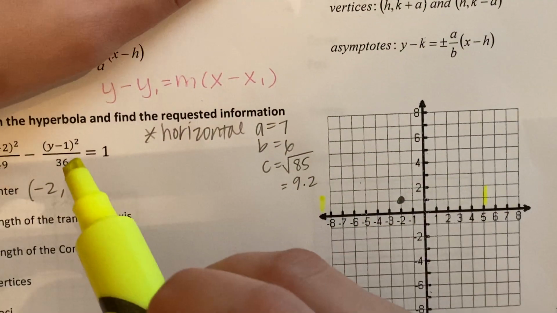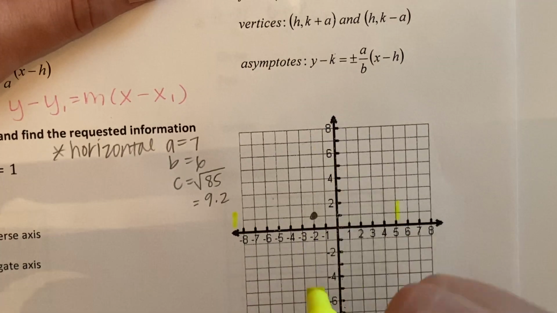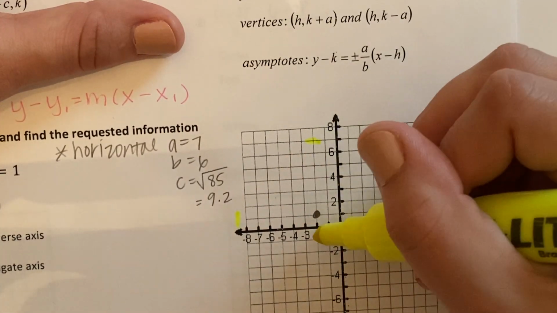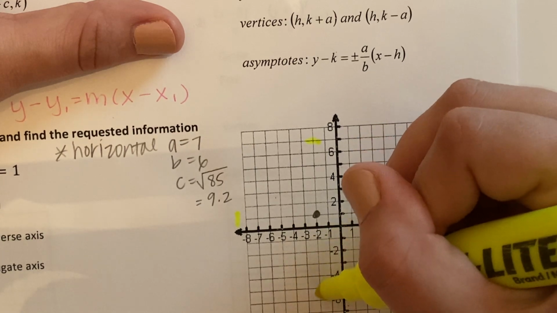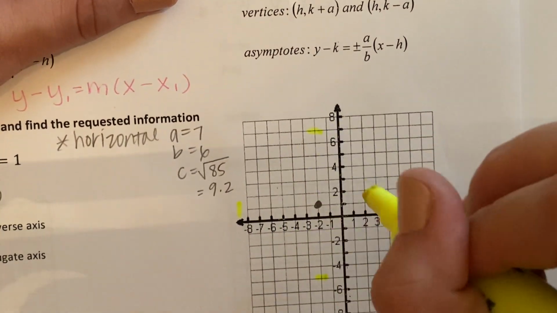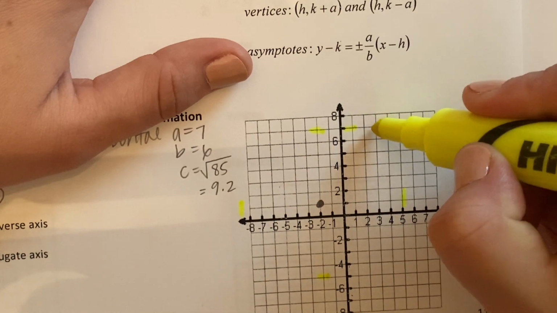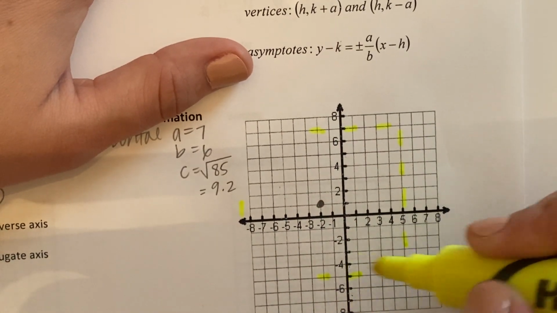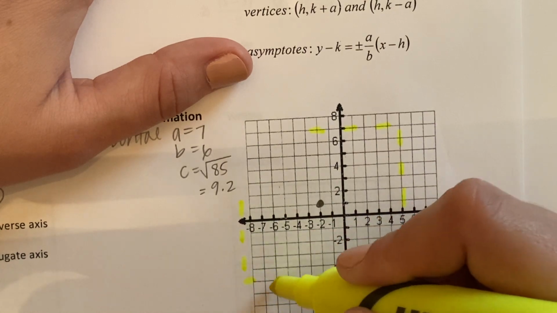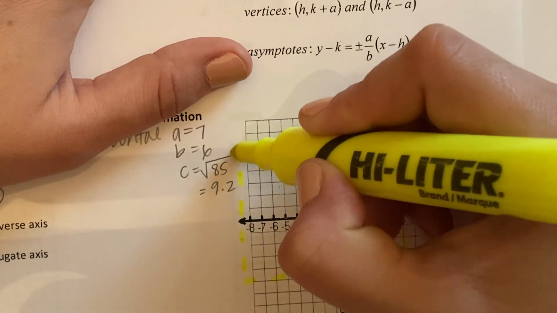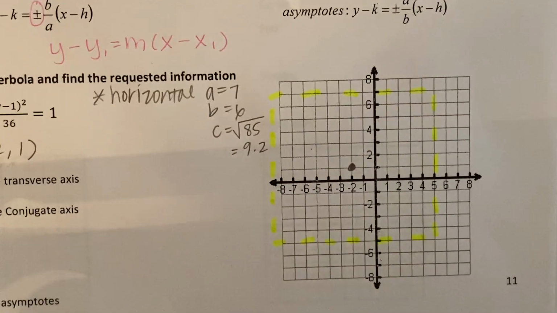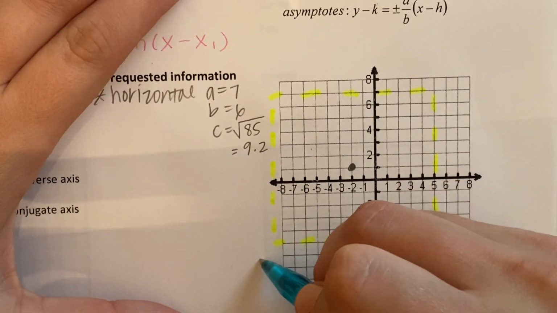And then 6 came from Y, so I'm going up and down 6. 1, 2, 3, 4, 5, 6. 1, 2, 3, 4, 5, 6. And then using those marks, I'm going to make a dotted line box around my center. Okay, so now that I have my box, I'm going to draw in my asymptotes, so from corner to corner.